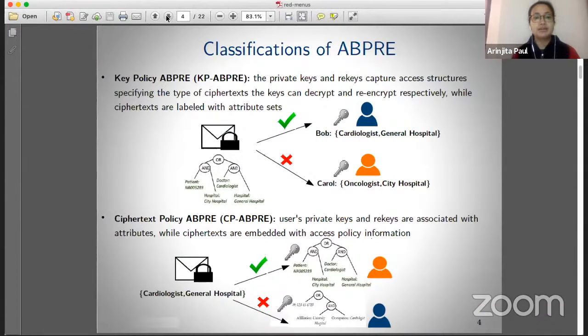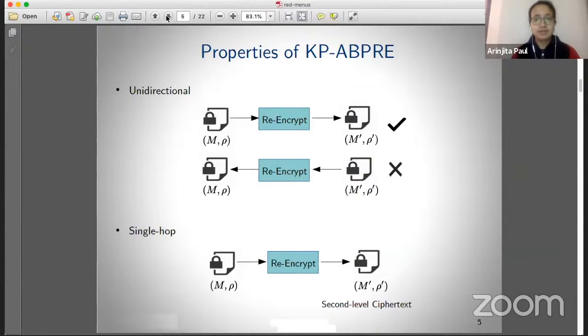We'll be only talking in the context of key policy, where the private keys and the re-encryption keys are captured by the access structure, and the ciphertexts are labeled with attribute sets. There are various properties of proxy re-encryption, and we'll be focusing only on two. One is unidirectional, that is the re-encryption key enables transformation of ciphertext only from one access structure to the other, but not vice versa. And we'll be talking in the single hop setting where the ciphertext can be re-encrypted only once, and the re-encrypted ciphertext is called the second level ciphertext.